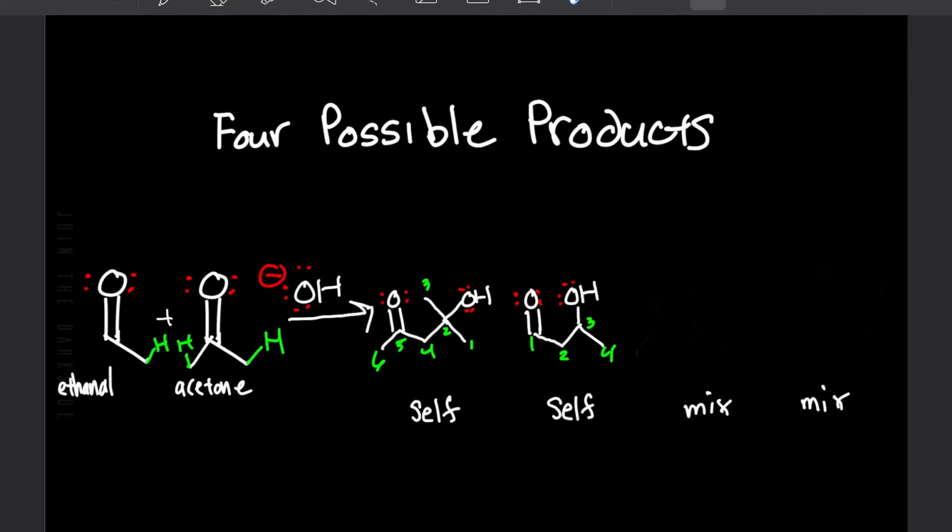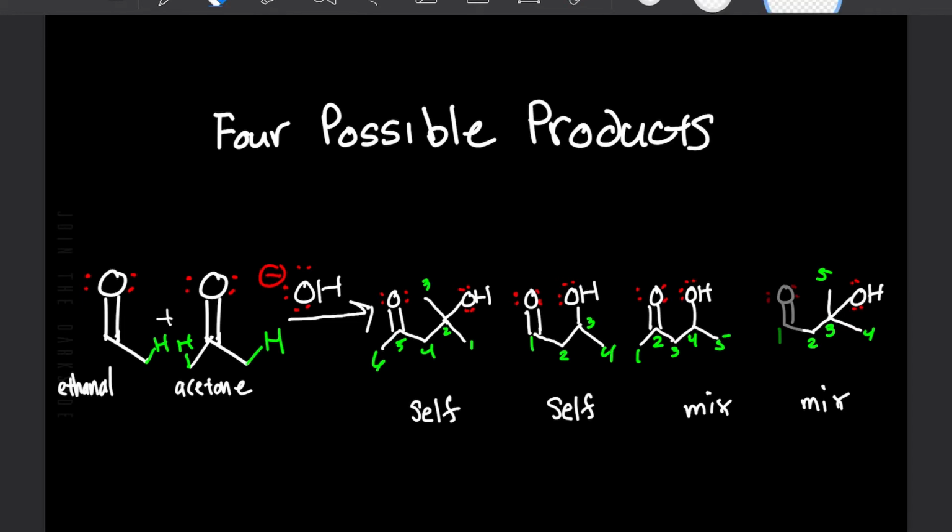So the final 2 products that can form are a mixture between ethanol and acetone. So depending on what alpha carbon is deprotonated will determine which carbonyl will be acting as the nucleophile and which one will be acting as the electrophile. So as you can see, the final 2 products are right over here. So with the first mixed product, you can tell that the acetone had the alpha carbon deprotonated. The way you can tell is by which carbon-oxygen bond formed an alcohol, and by the coupling of the carbons as well.